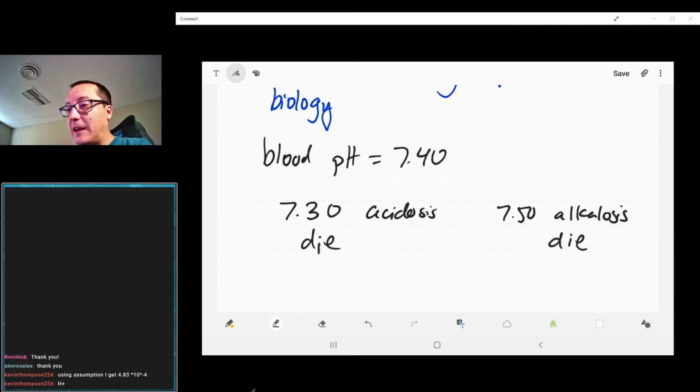The chemical reactions that need to take place within our bodies are very, very sensitive to pH, because these enzymes that control all of the reactions that are happening in our bodies will change their shape if they're at different pHs. And if they change their shape, they don't work anymore. And so without the catalyst to make things work, the reactions don't take place. And if the reactions don't take place, you die.